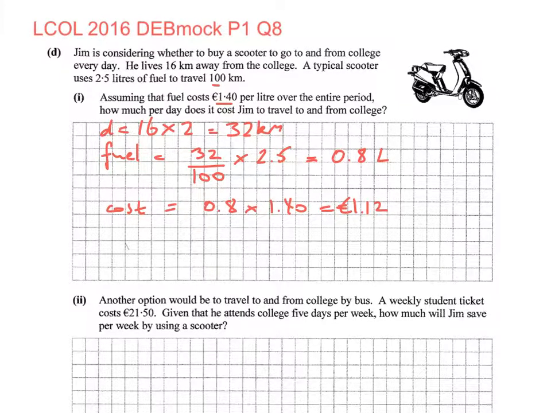We're given an alternative scenario of taking the bus. The bus is €21.50. Compared to the 5 days of spending €1.12, which works out as €5.60, what's the saving if you took the scooter? Because obviously the scooter's a far cheaper option. We'll just find out the difference between the two amounts. And we find our saving is €15.90.